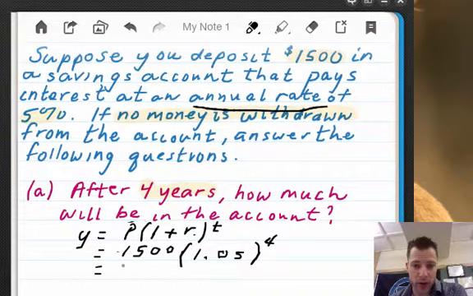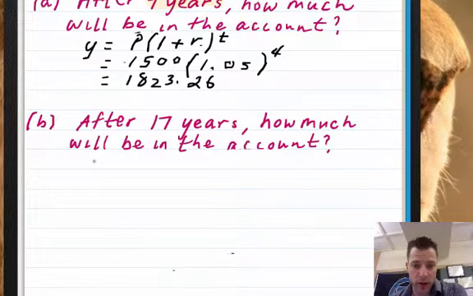4 years later, that's our time. Okay, so there's our setup. And if you plug this in your graphing calculator, I get about $1,823 and 26 cents when I round. Okay, so that's about how much I'm going to have after 4 years.